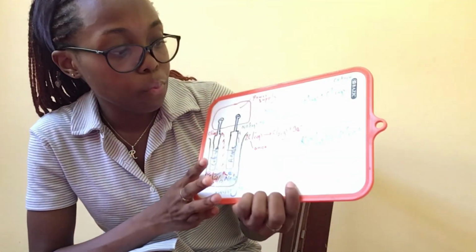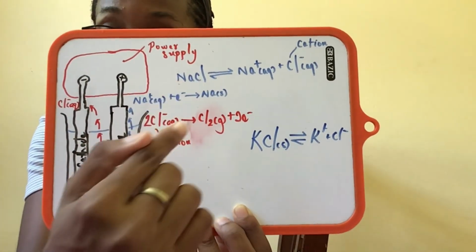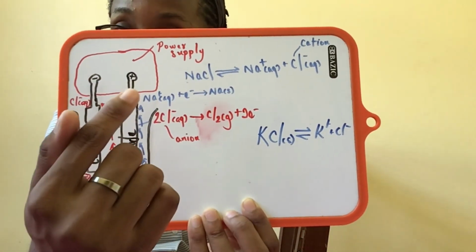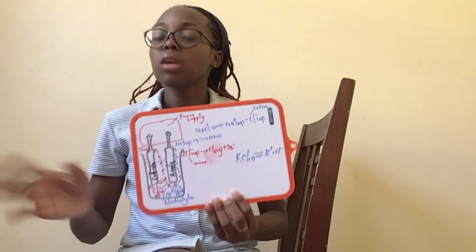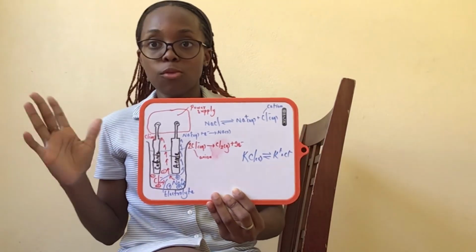So sodium is going to have an electron added to it. And once we add an electron to sodium, we're going to form solid sodium. So now we've formed solid sodium at the negative cathode. That's the product that's going to be formed at the cathode.